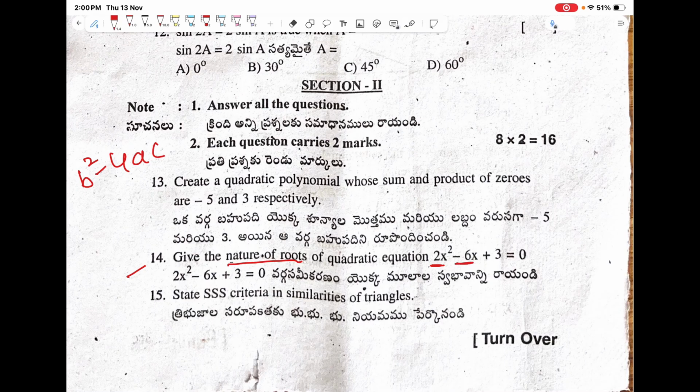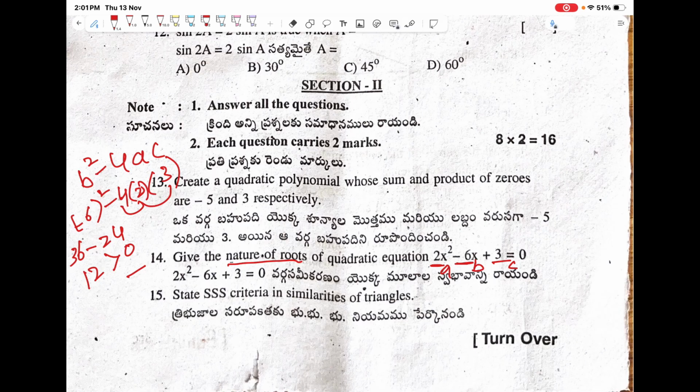Minus 6 is the b value, and 3 is the c value. Now let us substitute: minus 6 whole square minus 4 times a value 2 times c value 3. Minus 6 square means 36, minus 4 times 2 is 8, 8 times 3 is 24. 36 minus 24 is 12. So 12 is greater than 0.